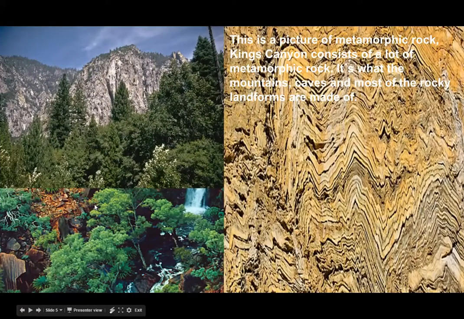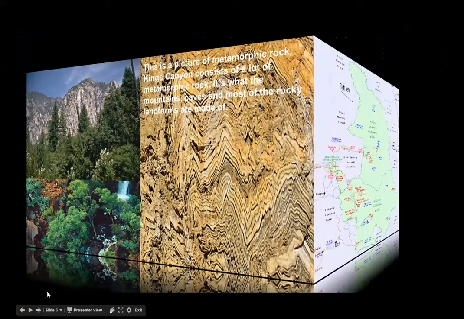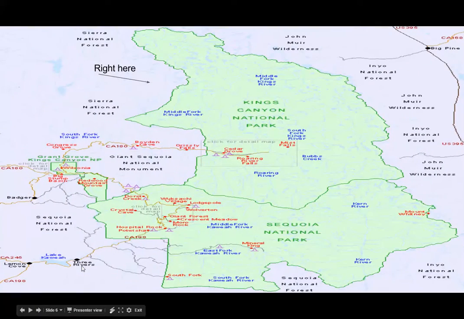This is a picture of metamorphic rock. Kings Canyon consists of a lot of metamorphic rock. This is what the mountains, caves, and most of the rocky landforms are made of. This is a picture of Kings Canyon National Park and Sequoia National Park.